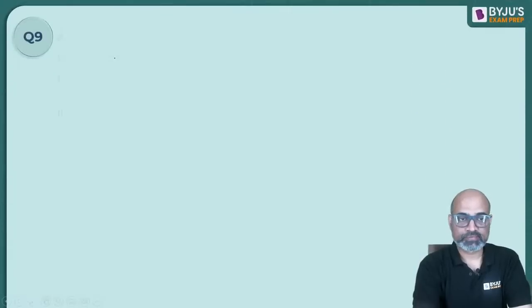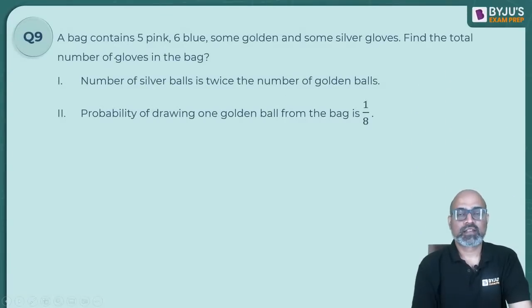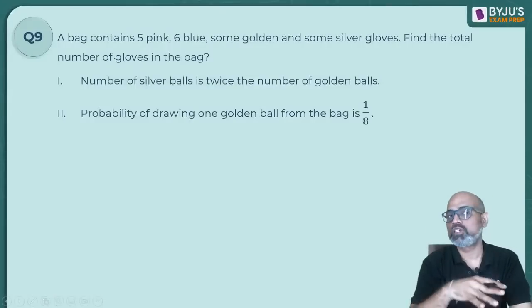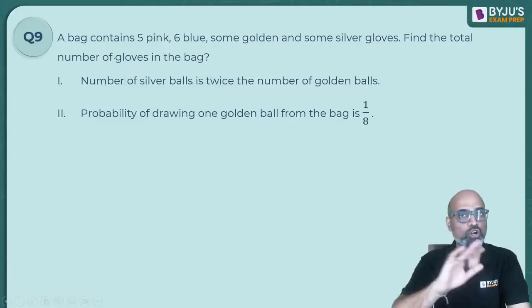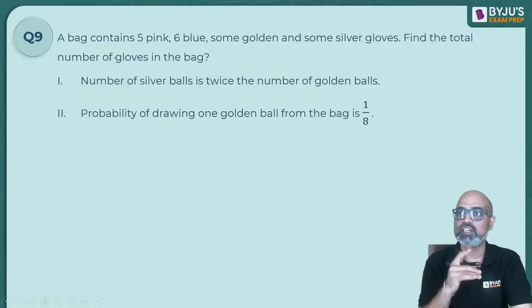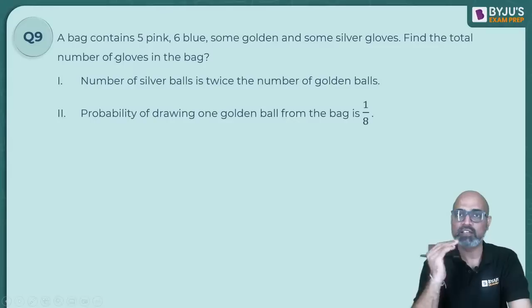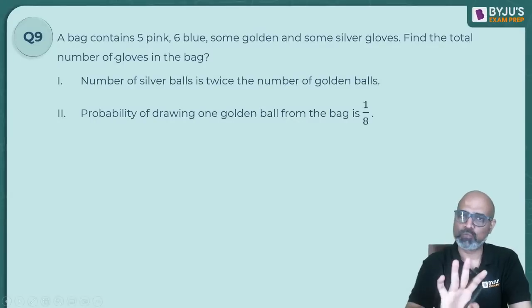See. 9th. A bag contains 5 pink, 6 blue, some golden and some silver gloves. Find the total number of gloves in the bag. So we need golden and silver. I need the total, ratio, or fraction of total, something like that, because there can be a lot of cases. They can use percentages, or 20 more than this, 30 less than that, anything can be there, right? We have done so many questions, so we can figure out what may happen.